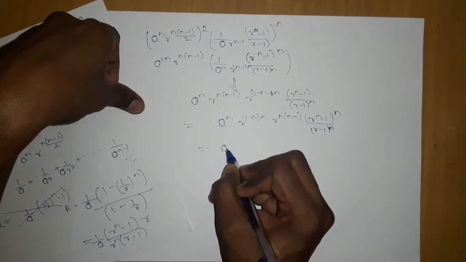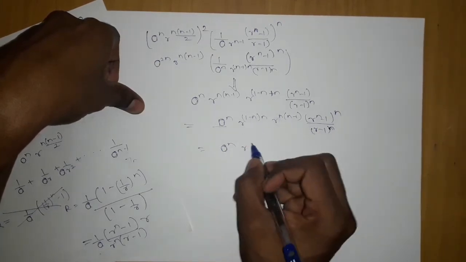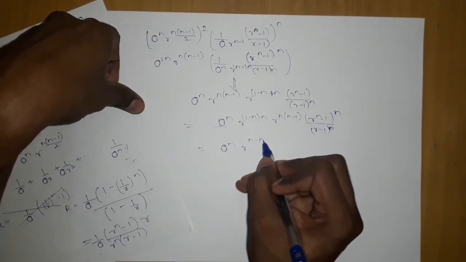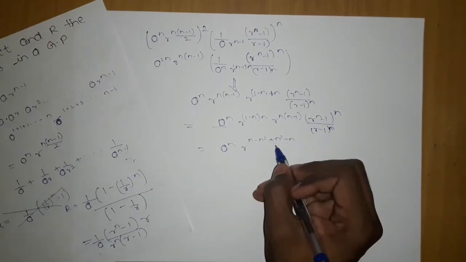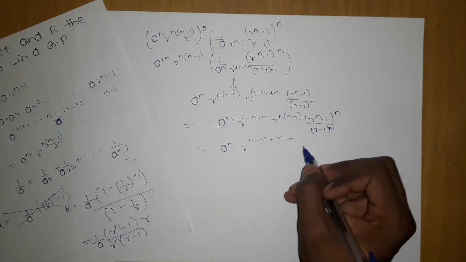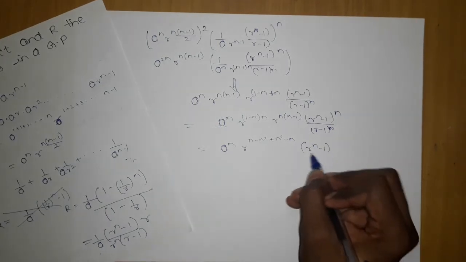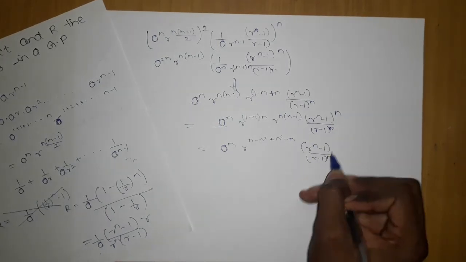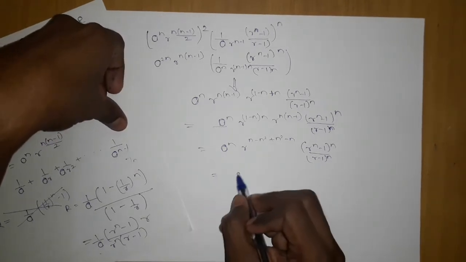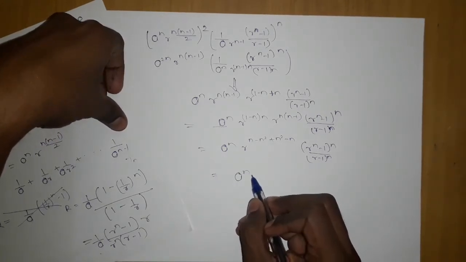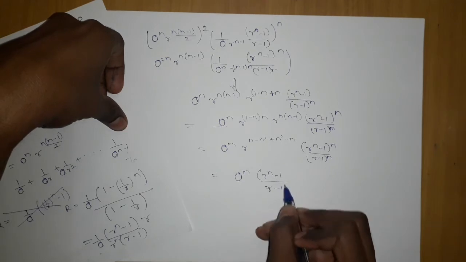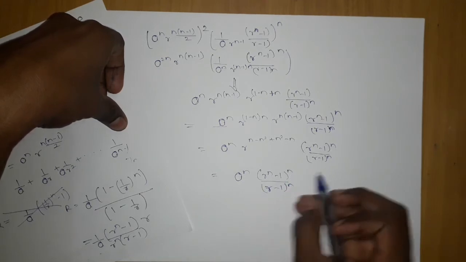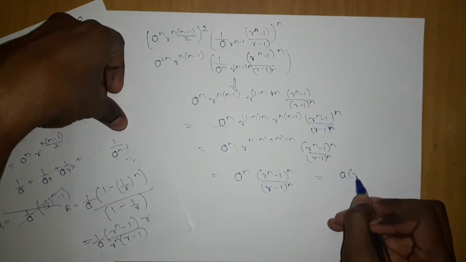Now here r power n, and all this power will add up, which will give me n minus n square plus n square minus n. So here you can see all powers are cancelling out, which will give me 1, r power n minus 1 upon r minus 1 power n. So what we have is a power n, this will become 1, r power n minus 1 upon r minus 1 power n. So this is nothing but a power n.